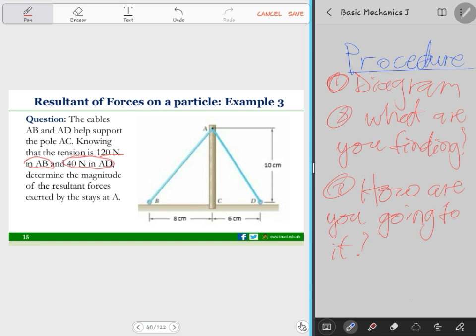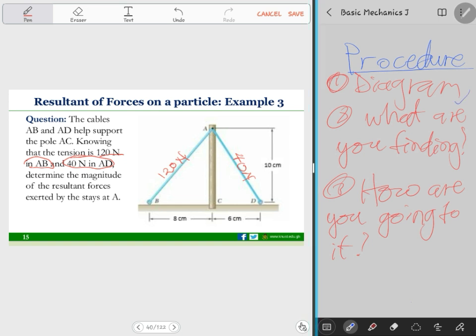So when you get this, read the question. If there's a diagram, fine, continue from there. If there's no diagram, fill in the diagram and know where to continue. So they are saying it's a cable AB and AD, and there are tensions in them. Tension in the cable AB is 120, so let's put it there, 120 newtons, and tension in the AD cable is 40 newtons. So here they've given us the diagram and everything we need already. We are still on the diagram, though it's not complete.